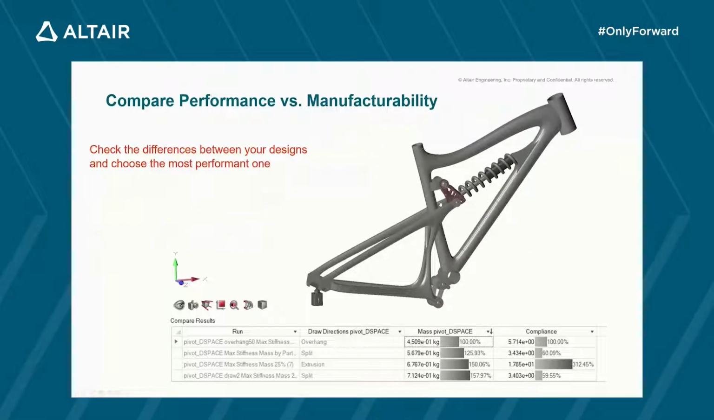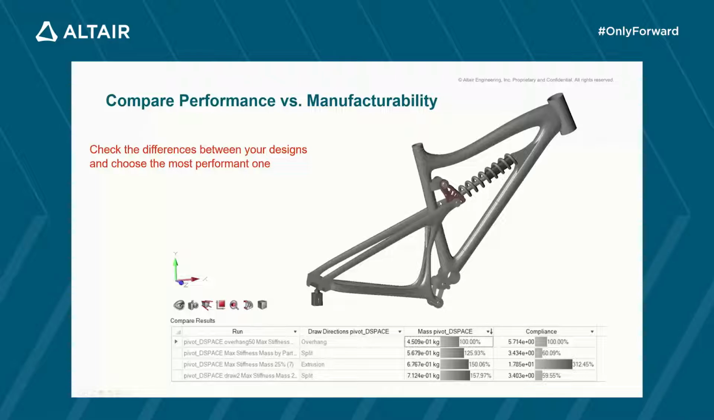Now, after we've built this full picture for our component's use cases, we can also begin to build different designs depending on the manufacturing process. So here you can see we've evaluated not just a design for 3D printing, but also for split draw direction, extrusion, and a fourth split draw direction.